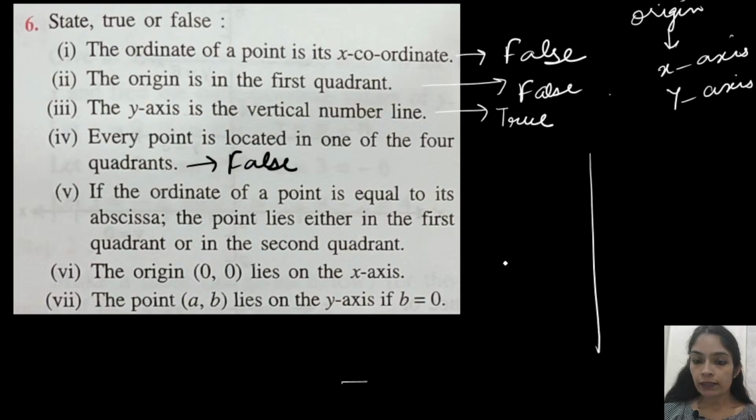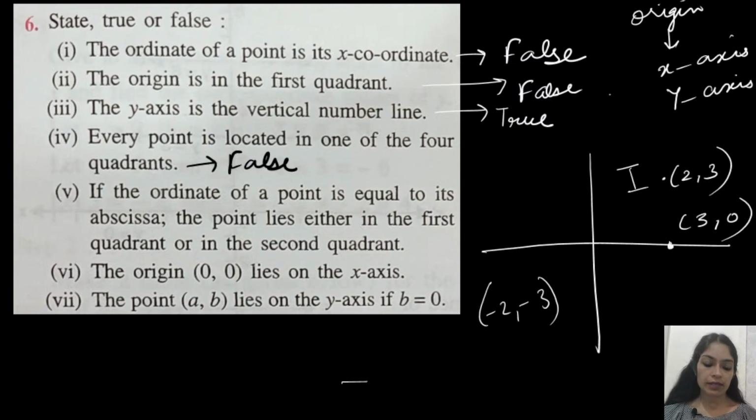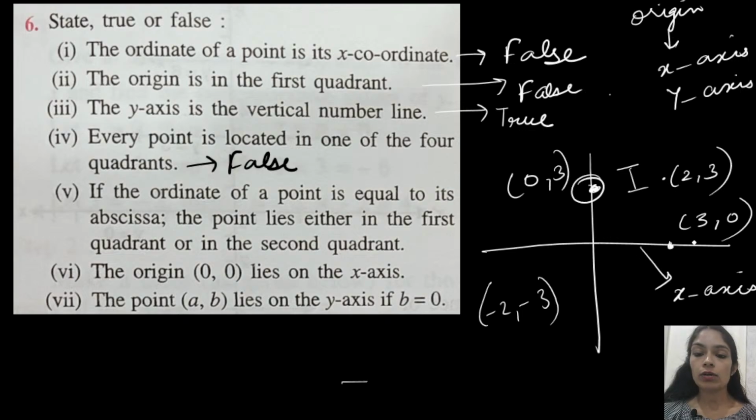Whenever we are plotting the points, if I have any point, suppose (2, 3), it will lie in the first quadrant. If I have any point like (-2, -3), it will lie in the third quadrant. But if I have any point of this form, (3, 0), where is it lying? What is the position of (3, 0)? It is on the x-axis. And if I have any other point of this form, (0, 3), then this point is lying on the y-axis.